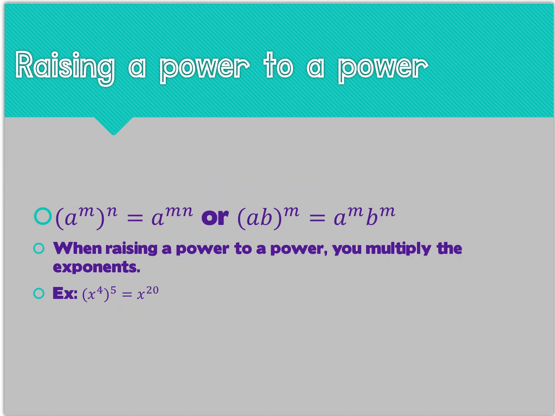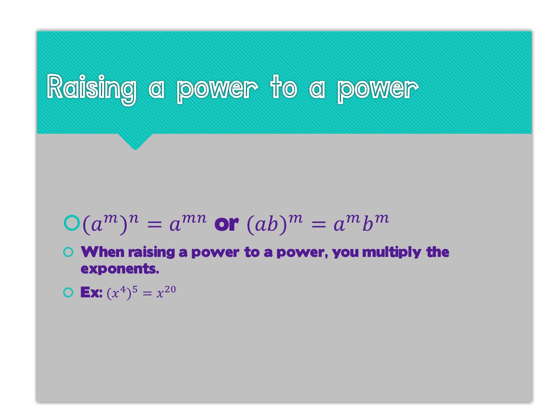So on this slide, we're going to start talking about another rule, which is raising a power to a power. And what happens is that when you have a number or a variable raised to a power, here, a is raised to the m power, but then the whole thing is raised to the n power, well, what you can do is you can simplify it by multiplying those two powers. So it's a to the m times n.